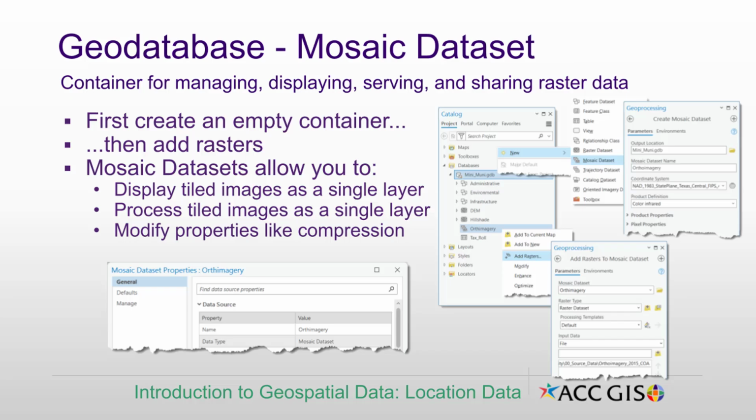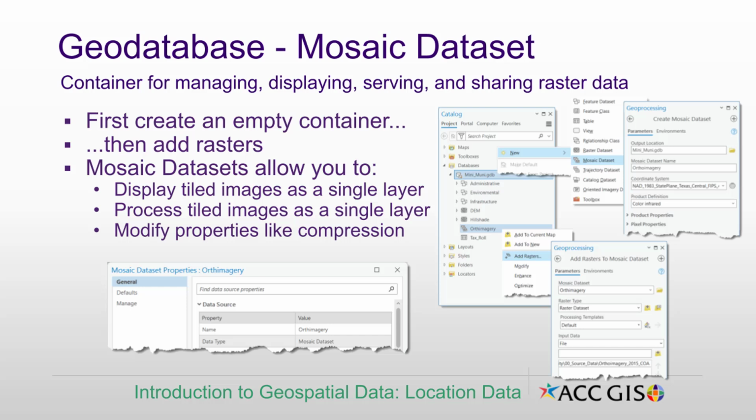So instead of having to run, for example, slope on a whole bunch of different DEMs that I have individually, I can create a mosaic data set, load the 100 DEMs I have, for example, into that mosaic data set and run one slope process on the entire data set. It also allows you to tweak properties like compression. So you create mosaic data sets as an empty container, and then you add your rasters.